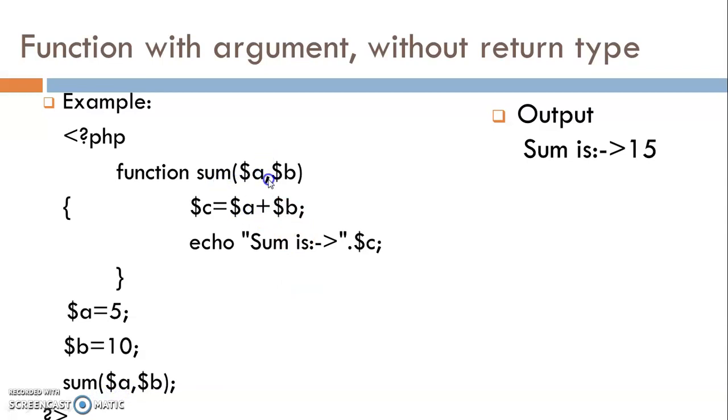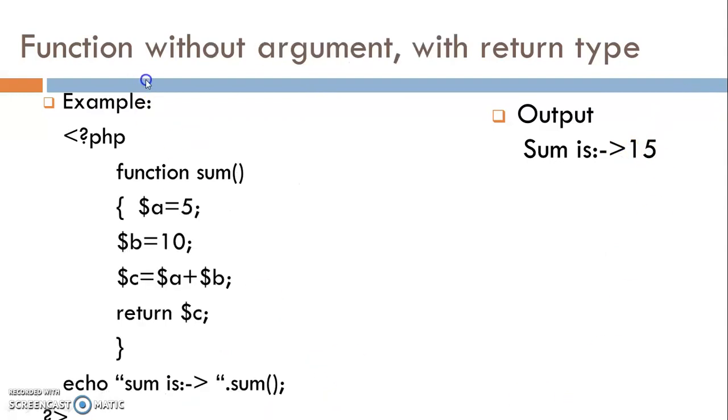So here the function sum receives 5 and 10, and then it performs the processing and prints the answer. So this is a function with argument and without return type, and the answer is sum is 15. Now the third category, which is a function without argument with return type. That means no argument is passed along with the function call, but a return statement is used.